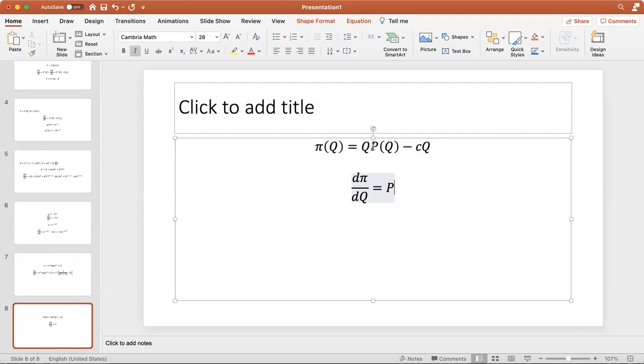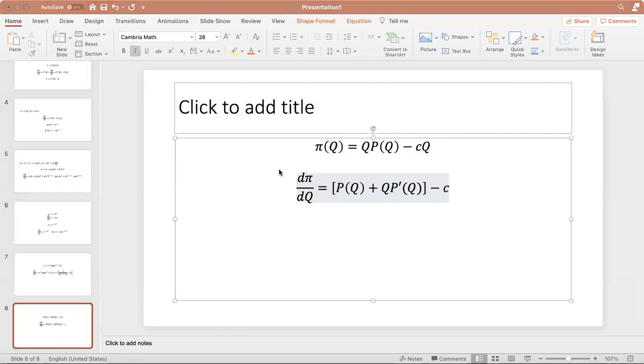So you have P, right? For simplicity, let's just use P. Fine, let's use P of Q. Right? P of Q plus Q times P prime of Q, right? Product rule, minus small c, right? Minus small c. Okay, and that's basically the formula.